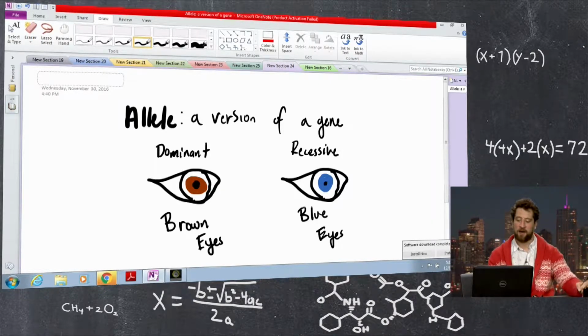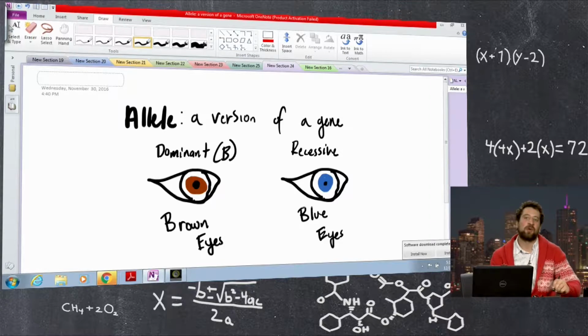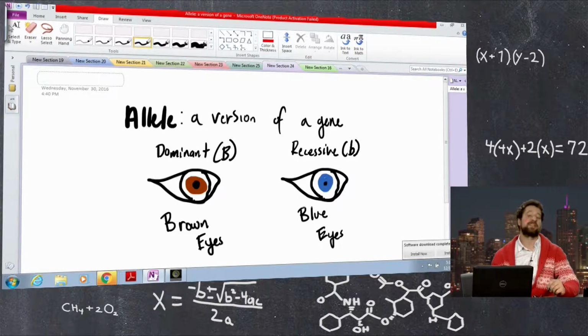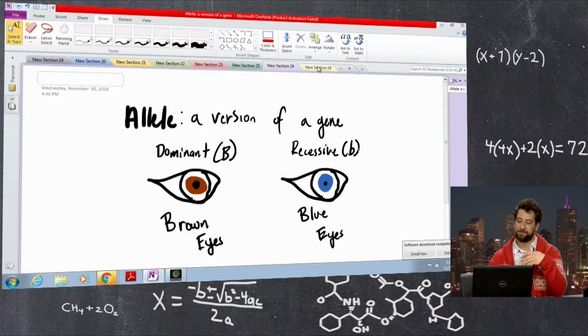So in this case, the dominant trait we're going to represent with the capital letter B. And the recessive trait is always given as the same letter but lowercase. So the recessive trait is lowercase b. For our purposes, if we say that a person has a big B gene, that means they have a dominant gene. If they have a little b, that means they have the recessive gene. But as we talked about before, all people have 2 copies of each gene because we get 1 copy from mom and 1 copy from dad.